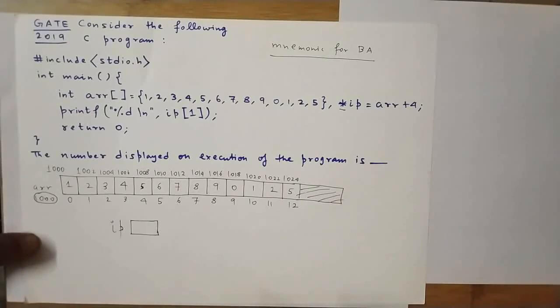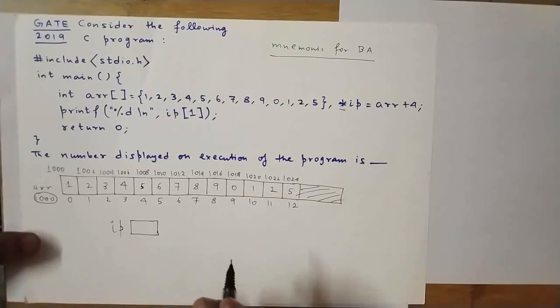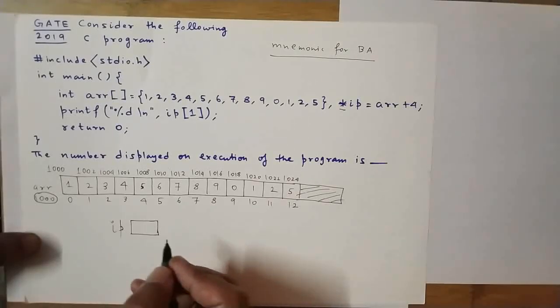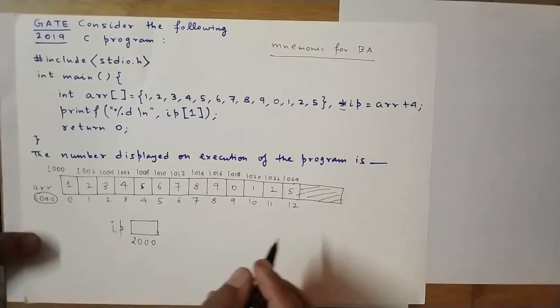That means every variable, remember, every variable will occupy some memory address. Since IP itself is a variable, although it is a pointer variable, it is a variable. And since it is a variable, it will occupy a memory location as well. So it will get an address of its own. Let's assume that IP gets an address of 2000.